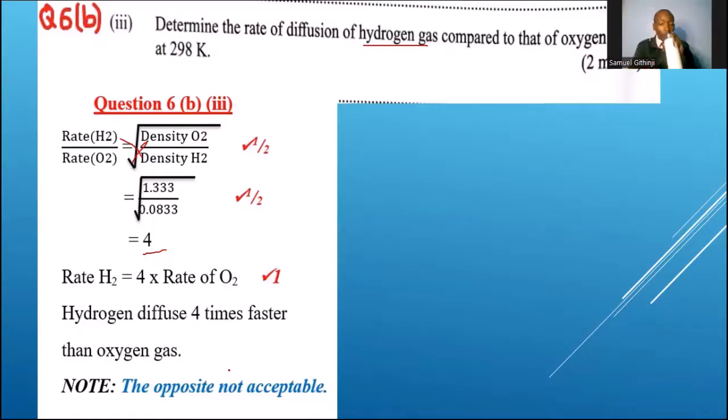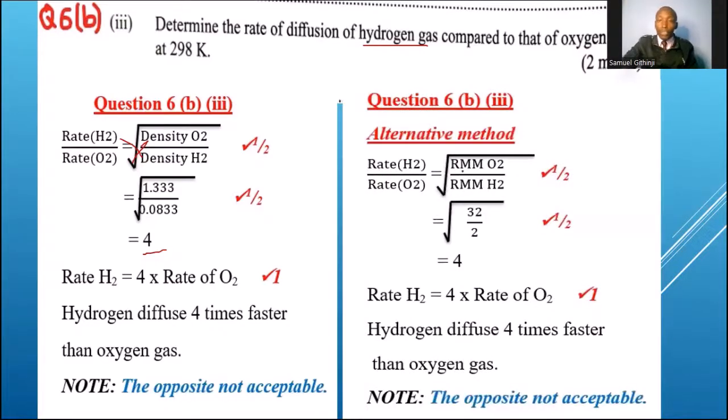compared to oxygen. Okay, in case the student would like to use the relative molecular mass, it's well and good, because we already had the molecular mass of oxygen and the molecular mass of hydrogen. Just like I've done, remember the density and the molecular mass are directly proportional. So with that, just use the formula as it was, the same. You substitute the values, get 4. The rate of diffusion of hydrogen is 4 times the rate of oxygen. As we had said over here, it is the same over here.